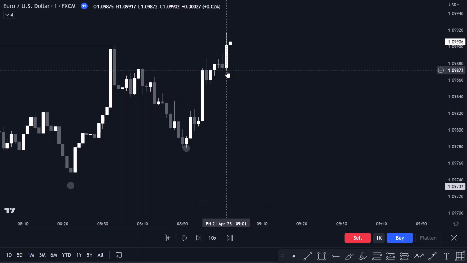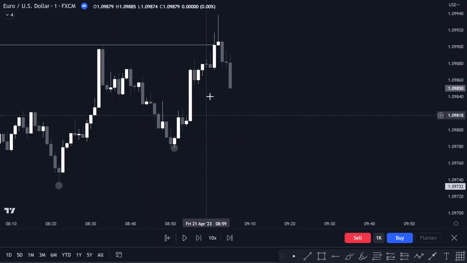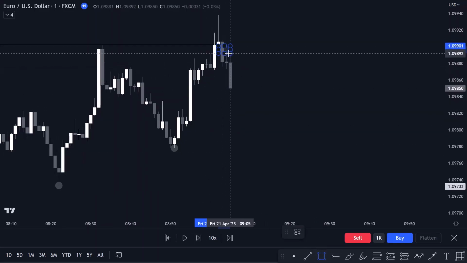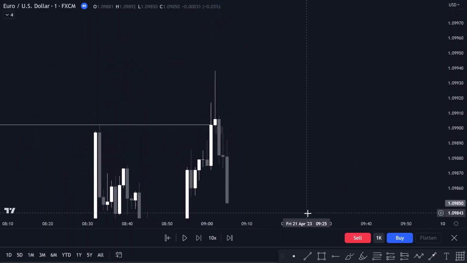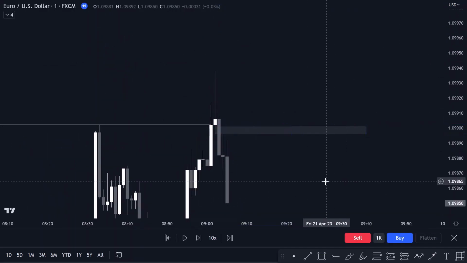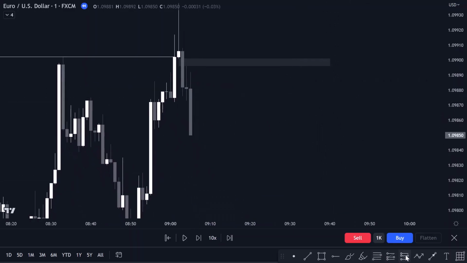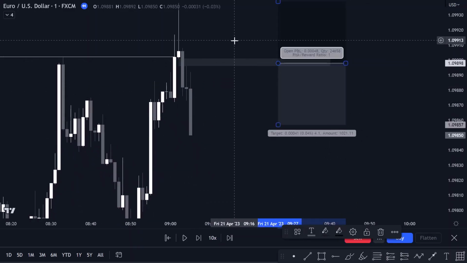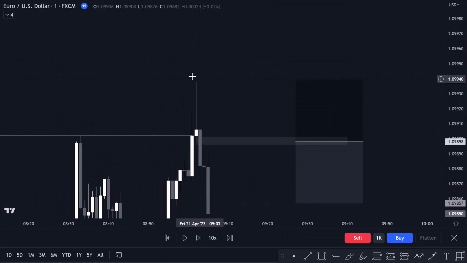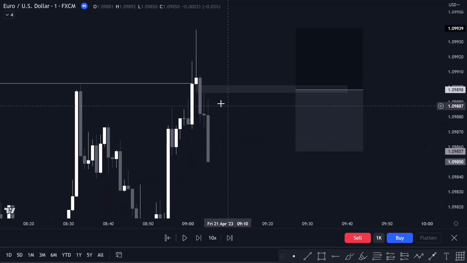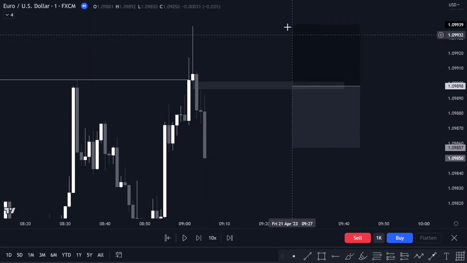I'd like to see this pullback broken as a change of character, which happened here. And then I do have this small fair value gap, a very small one. So what you can do is you enter from this fair value gap. There is no point for price to go up here as all the liquidity is already taken. So now the logical thing is we wait for price to come to this fair value gap. And we have a liquidity here. So now price will come here.